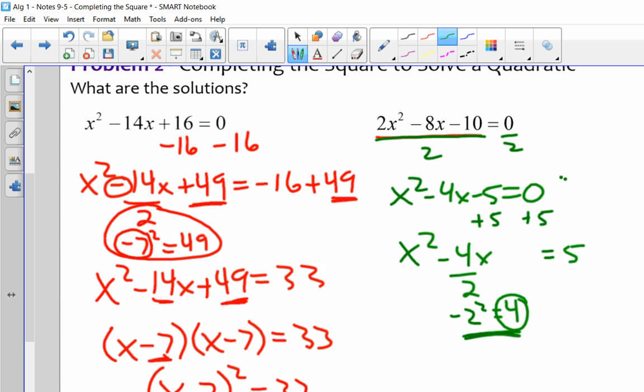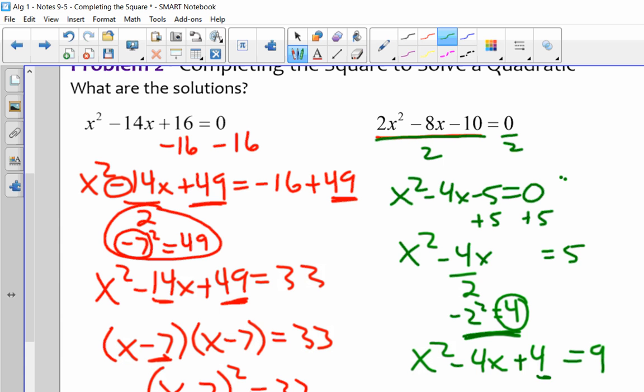Next step is to add it to both sides. So I'm going to clean this up and do it down here. I'm going to add the 4 in the space and add the 4 to the other side. So 5 plus 4 is 9. Okay, step 4: I'm going to factor the left-hand side.